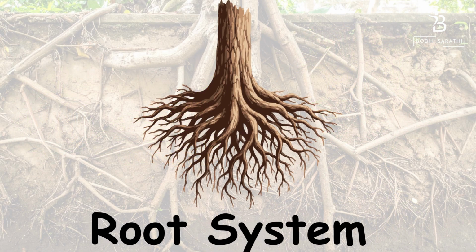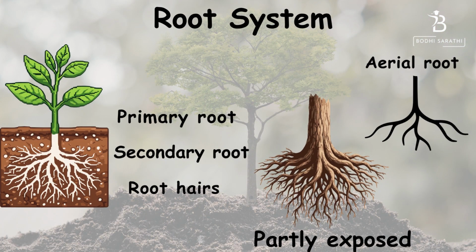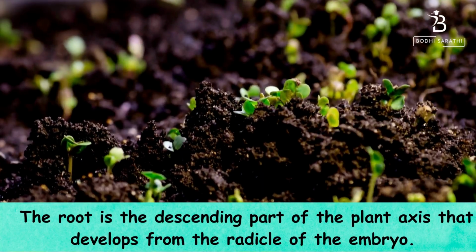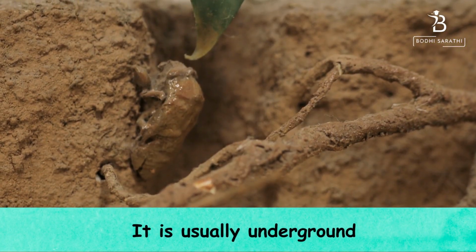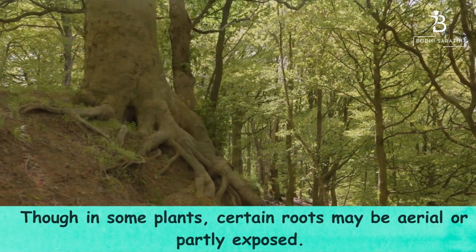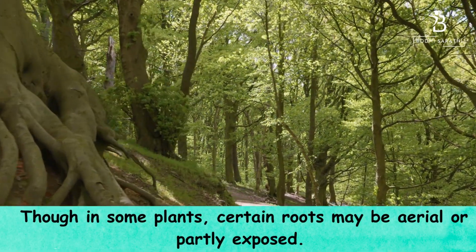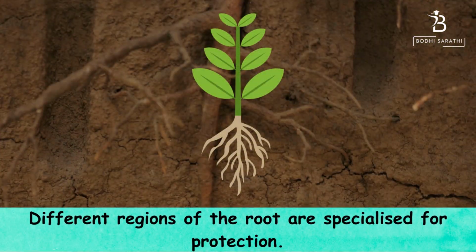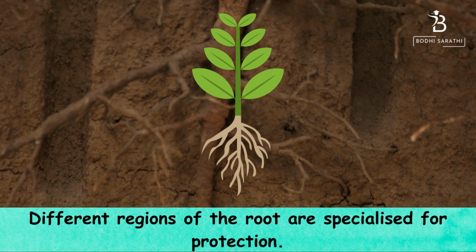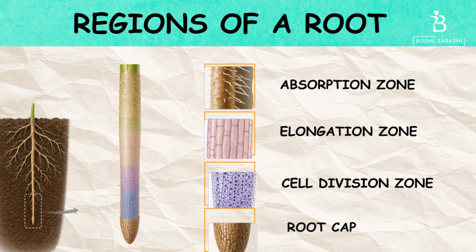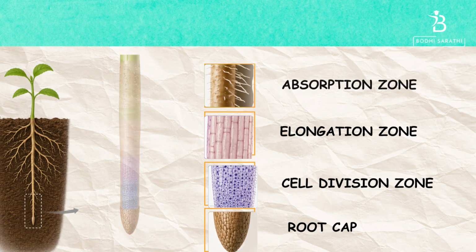Root system. The root is the descending part of the plant axis that develops from the radicle of the embryo. It is usually underground, though in some plants, certain roots may be aerial or partly exposed. Different regions of the root are specialized for protection, cell division, elongation, and absorption.